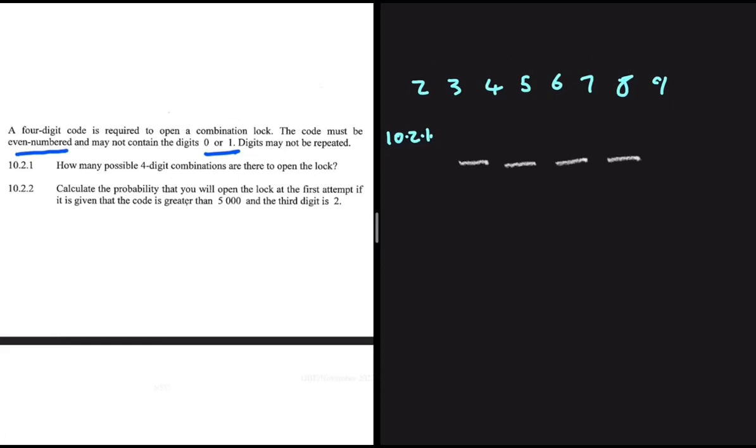The other condition that we have is that the code must be even numbered. What does that imply? If the last digit on the code is even, then the code itself is even numbered. So we need an even number to occupy the last spot. How many even numbers do we have? Well, 2 is even, 4 is even, 6 is even, and 8 is even. So we have 4 possible digits that can occupy the last spot. So we are choosing from 4.